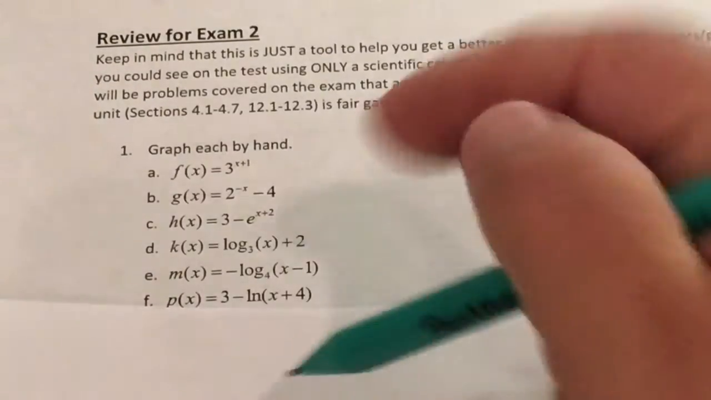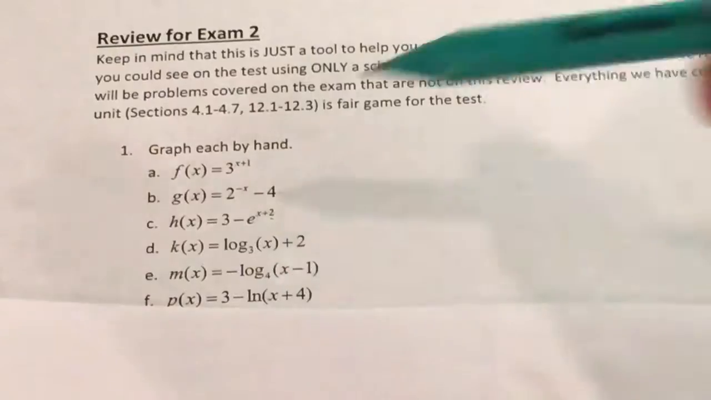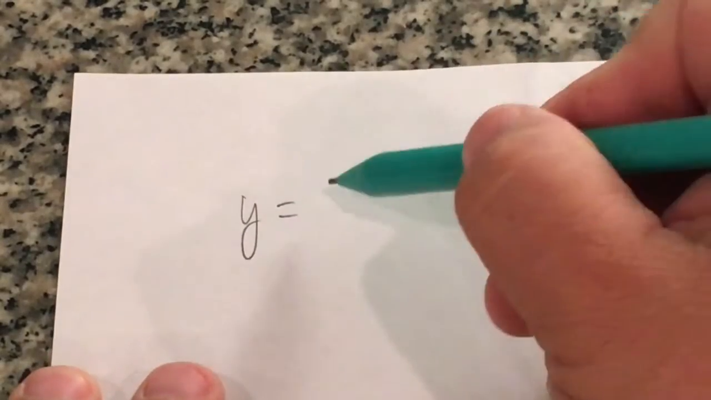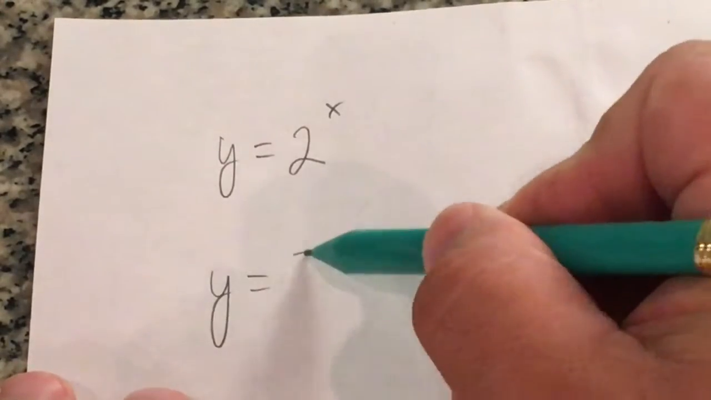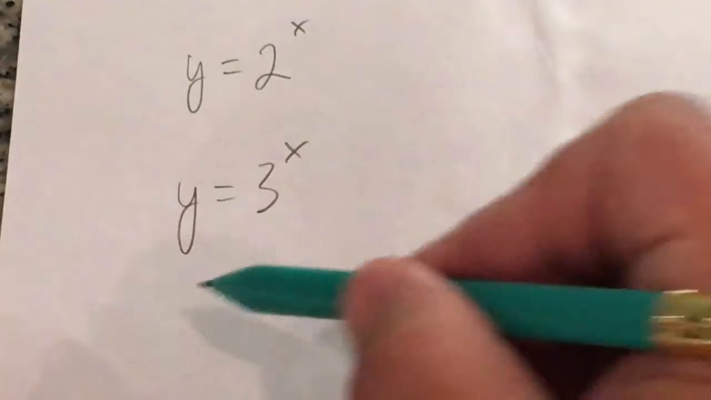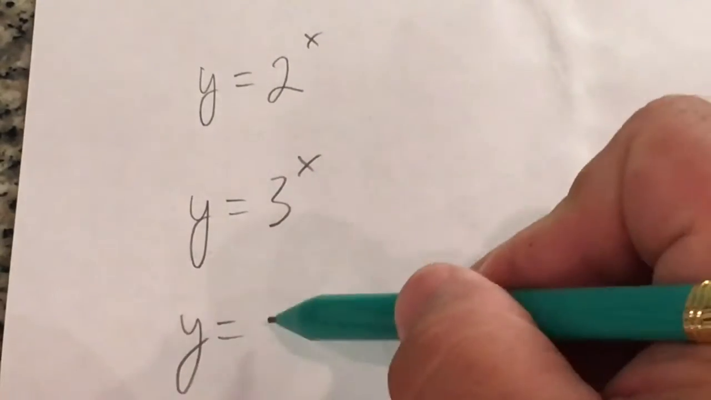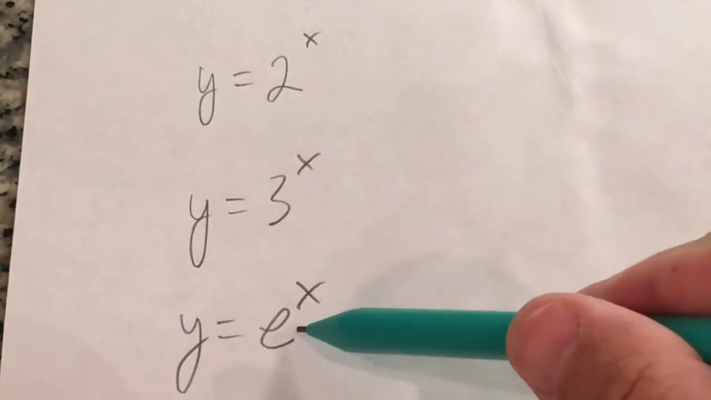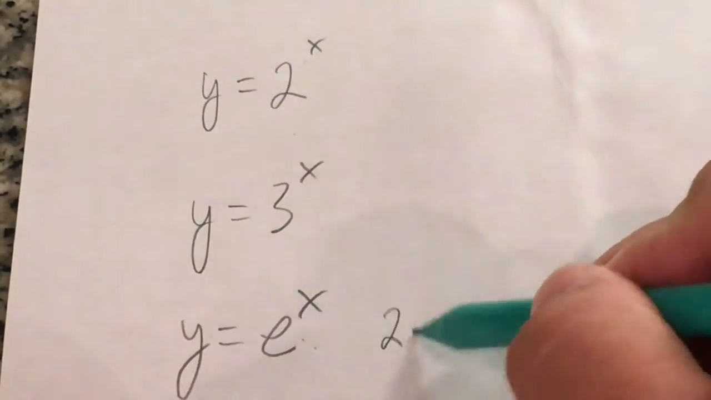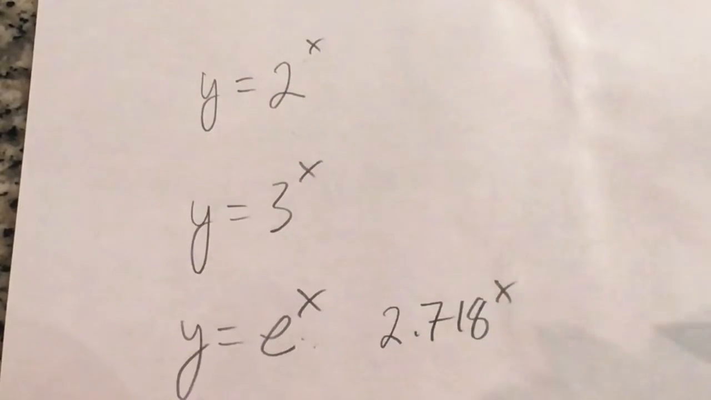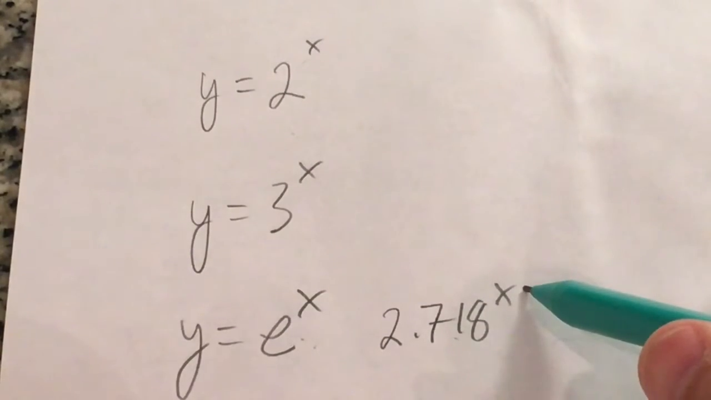We're asked to graph a couple of these exponential and logarithmic functions. Just to get an idea of what an exponential function is, let's say you have y equals 2 to the x, or for that matter, y equals 3 to the x. They all behave similarly to y equals e to the x. Actually, e to the x should be between these two, because e is technically 2.718 to the x. So it's just a number raised to a variable.